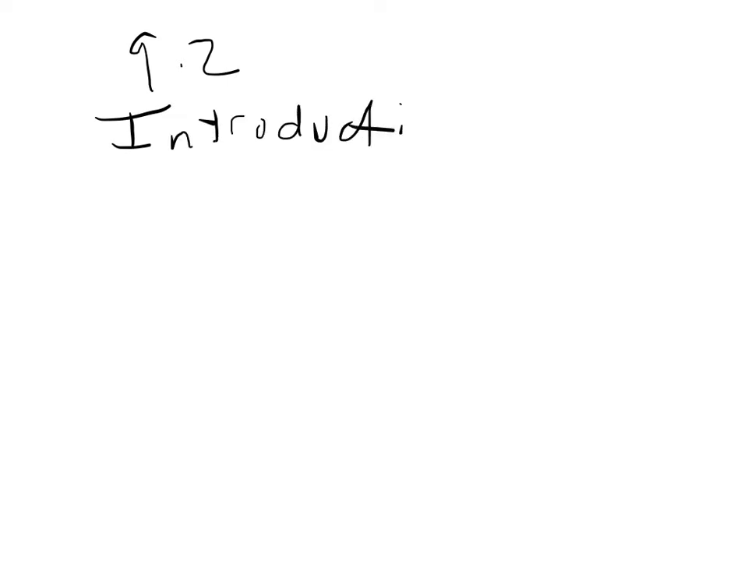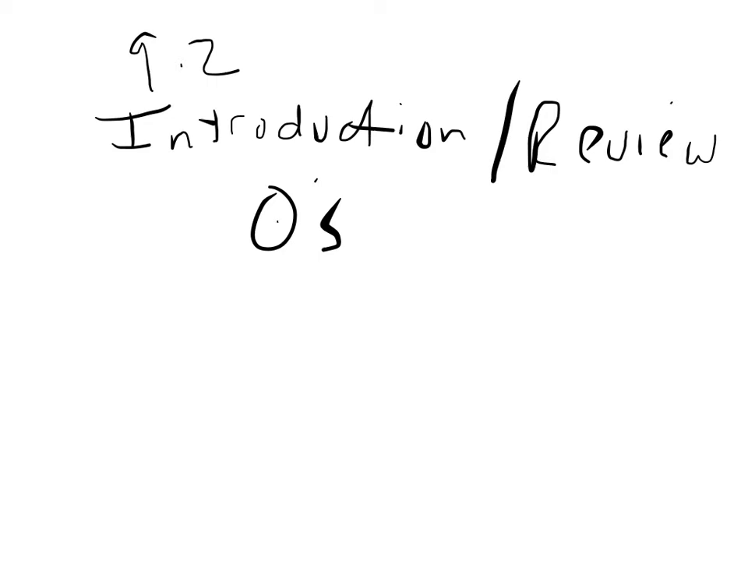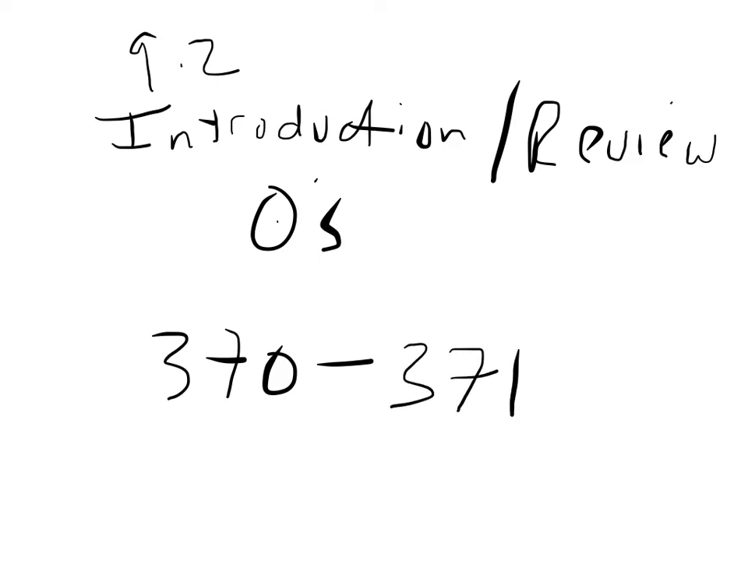Okay, section 9.2 is going to be an introduction, or hopefully a review of some information that you've learned about circles in the past. There's some substantial vocabulary, so make sure you're paying attention to the vocabulary when you've done your reading. You're reading pages 370 through 371, a whopping 2 pages of reading. And then there's some sample problems that follow. So do your reading and then come on back.